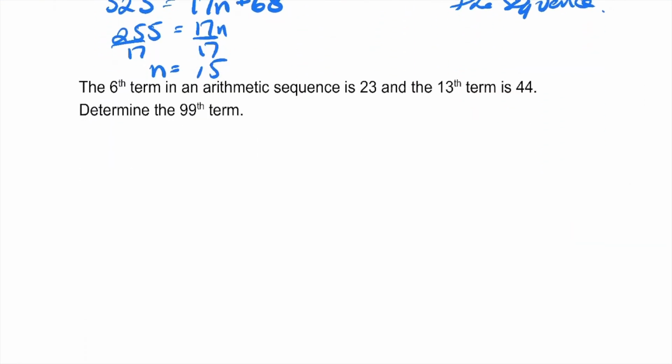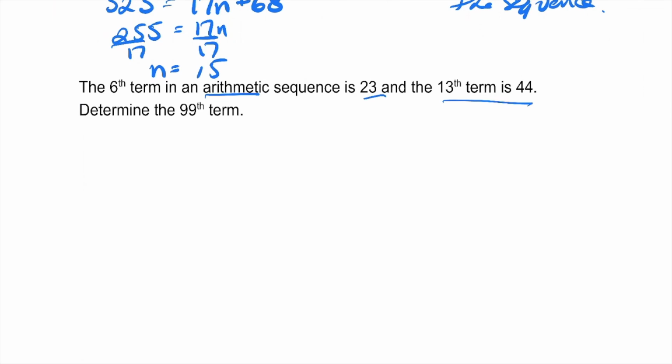Next question. The sixth term in an arithmetic sequence is 23, and the 13th term is 44. Determine the 99th term. Well, this seems like we can't do this because we're not given a sequence. But we're actually given enough information that we can resolve this. The key thing we're told is that it's an arithmetic sequence, so we can make certain assumptions, and that the sixth term is 23 and the 13th term is 44.